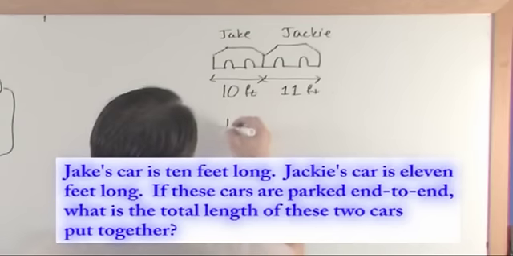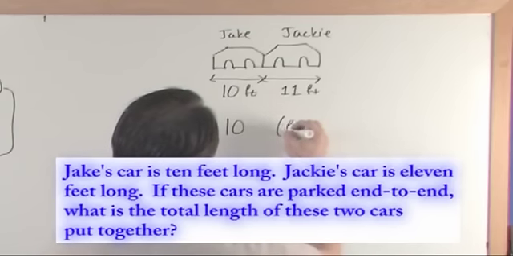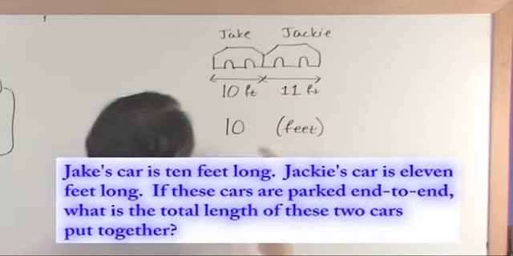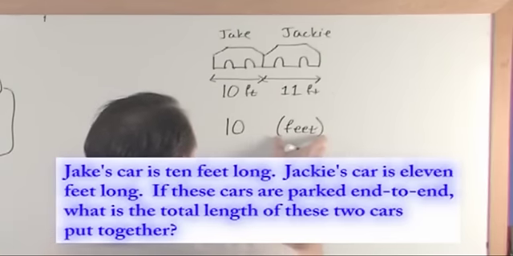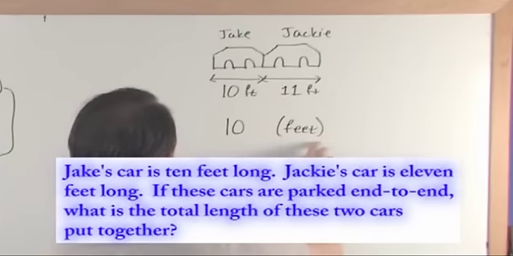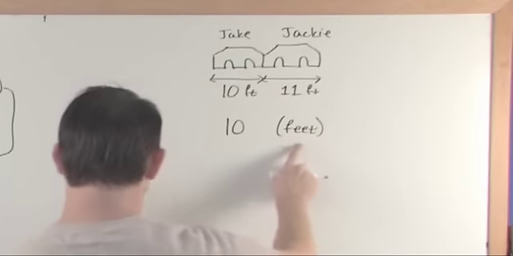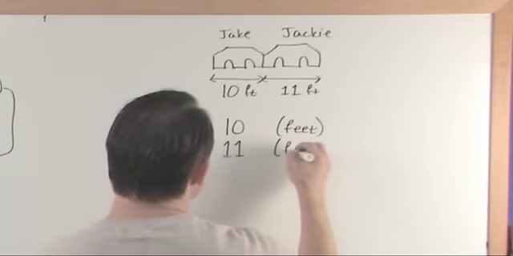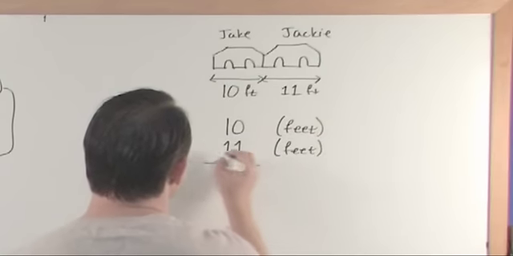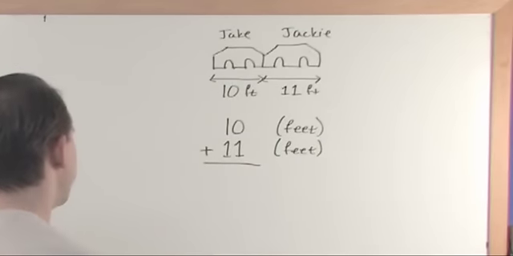Okay, so we have 10, and I'm going to put feet in parentheses because we're adding 10 feet. This is the unit that we're talking about. We have to make sure we understand what we're adding together. So I'm going to remind myself that I'm adding 10 feet, okay? And I'm adding 11 more feet to it, okay? And I'm going to add these two things up.